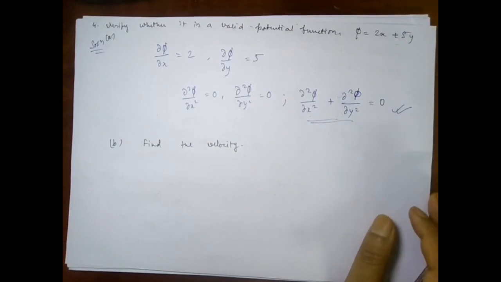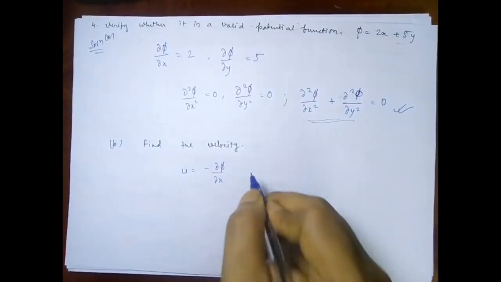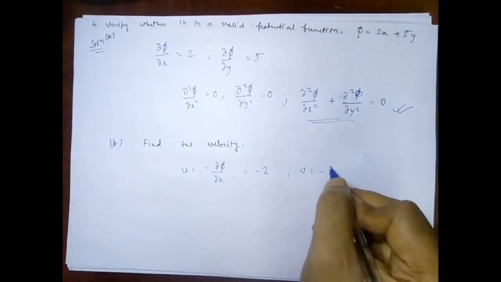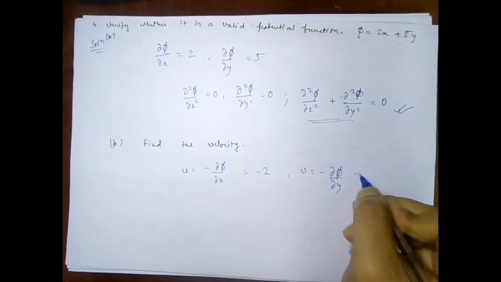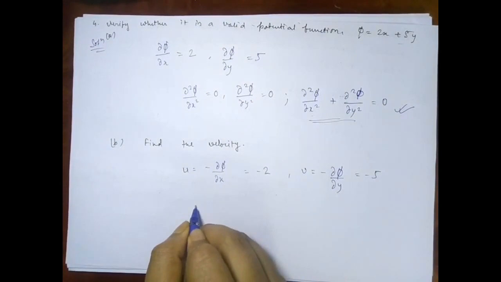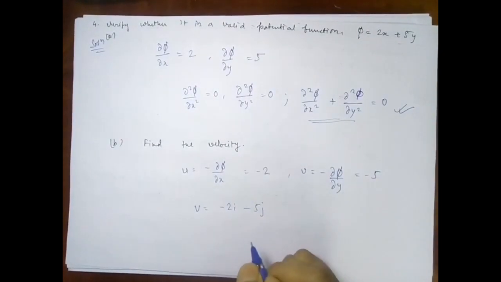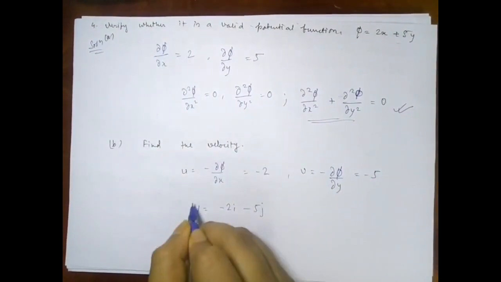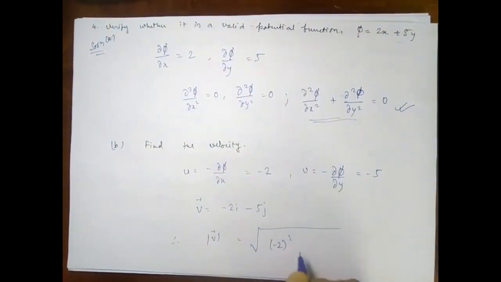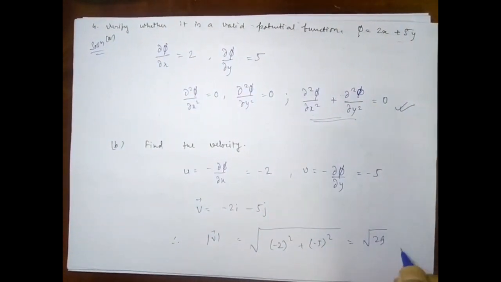potential function, if we are asked to find the velocity, u is equal to minus del phi by del x, and that is equal to minus 2, and v is equal to minus del phi upon del y, that is equal to minus 5. So velocity field will be minus 2i minus 5j, and therefore the magnitude of the velocity field will be given by square root of minus 2 square plus minus 5 square, and that is root under 29 units.